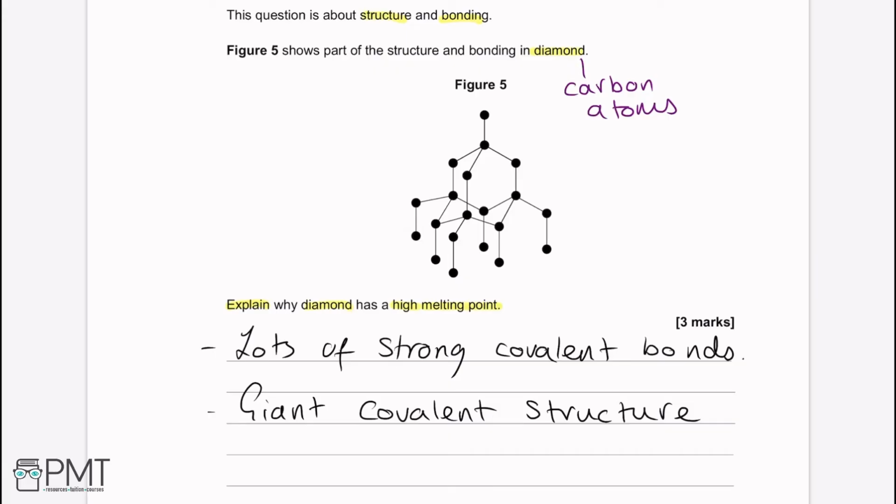So we've spoken about the structure, we've spoken about the bonding. Now we need to tie our answer back to explaining why that means diamond has a high melting point. So we can now say as our final mark that we're going to need lots of energy to break, or to overcome, those strong bonds. Yes, those strong forces. So this was a 3-mark question.